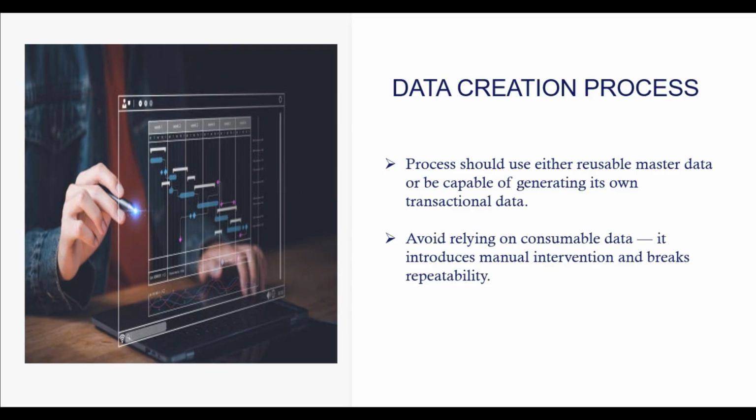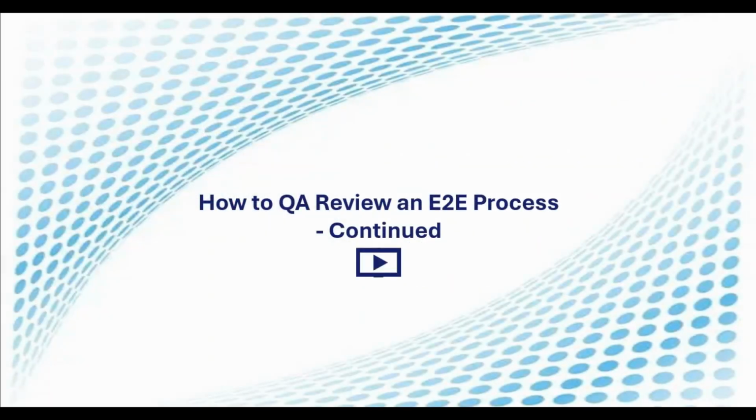Let's review checklist item 3, data creation process. Your process should use either reusable master data or be capable of generating its own transactional data. Avoid relying on consumable data. It introduces manual intervention and breaks repeatability.